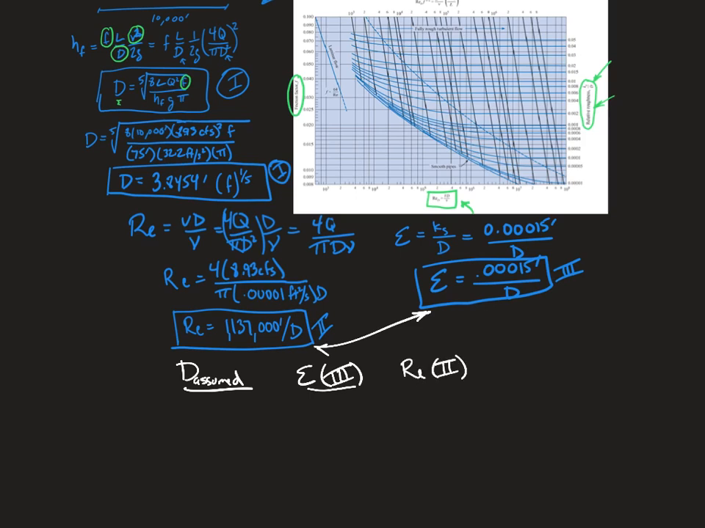You can see that if we assume a D, we can solve this one and we can solve that one. Once we have an epsilon and a Reynolds number, we can use the Moody diagram to get f. Okay, Moody.